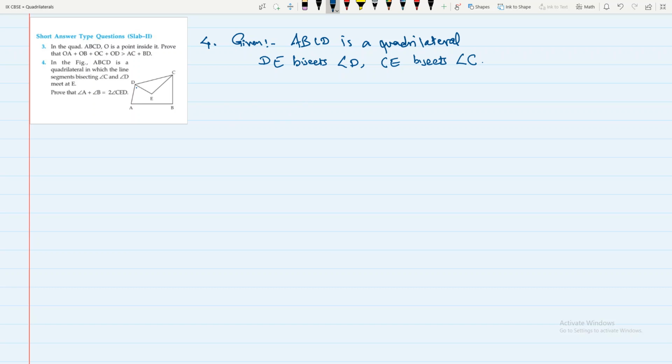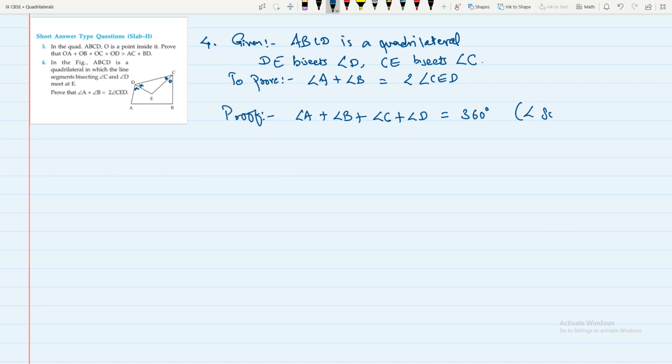So, no sides or angles are equal or parallel. Okay. So, we can say that this angle is equal to this angle, and this angle is equal to this angle. That is given to us. To prove: angle A plus angle B is equal to 2 times angle CED. No construction is required. You can directly go to the proof. Now, angle A plus angle B plus angle C plus angle D is equal to 360 degrees. Angle sum property of a quadrilateral. Sum of all 4 angles is equal to 360 degrees.